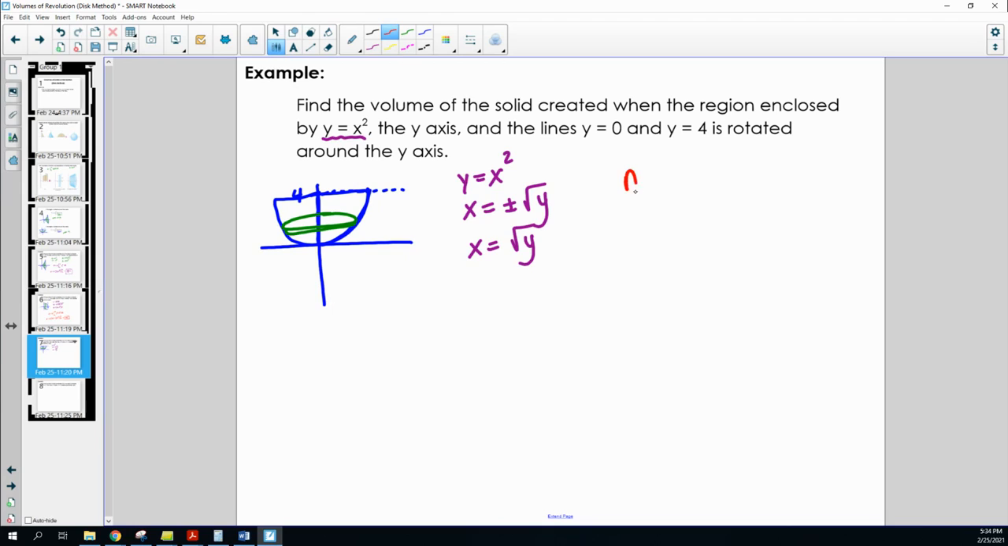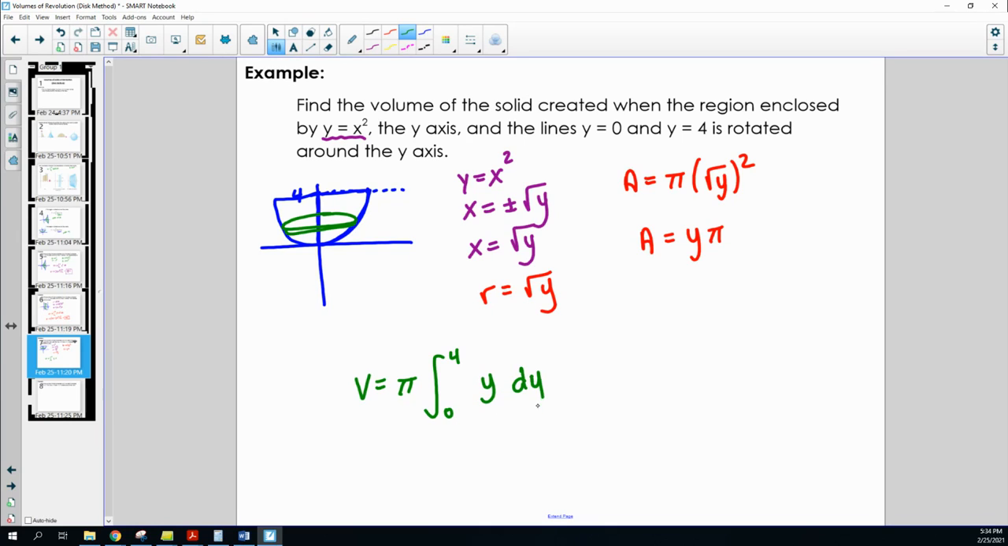So for the area, again, we're using pi r squared. So we're going to have pi times the radius squared, and the radius is going to be the square root of y. So we have the square root of y squared. So our area will just be y pi. For our volume, we're going to pull out the pi since that's our constant. And now we're going from the lowest y value to the highest y value. So we're going to go from 0 to 4. And then our area is just going to be y dy.